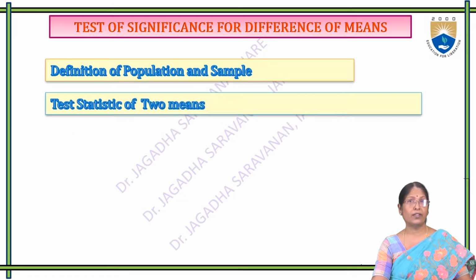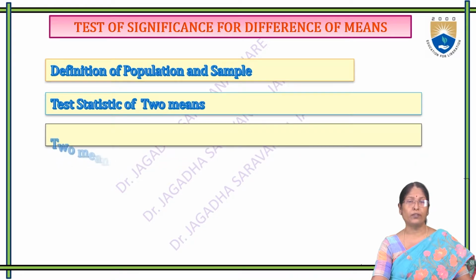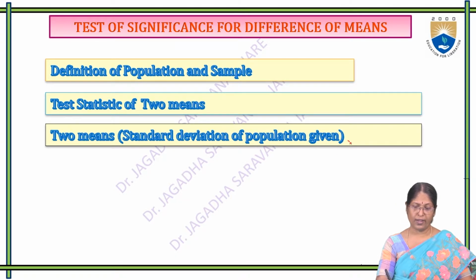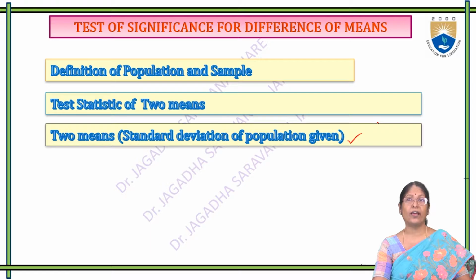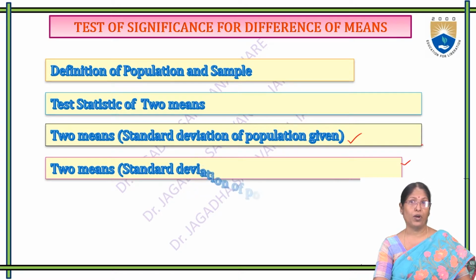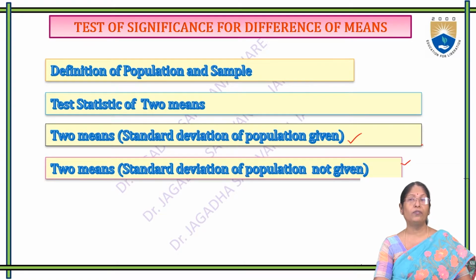So the test statistic of two means, if two sample means occur, what is the test statistic? To find the test statistic, in which the standard deviation of population is given and standard deviation of population is not given, then what is the next alternative if it is not given? Everything in detail we are going to discuss.